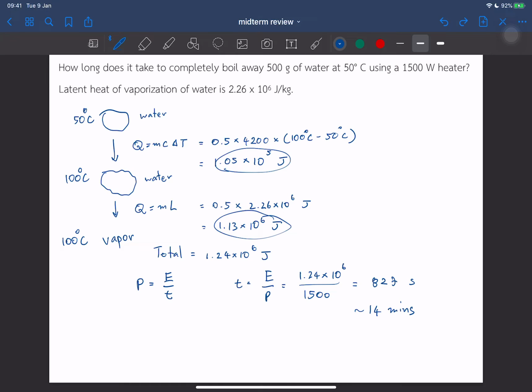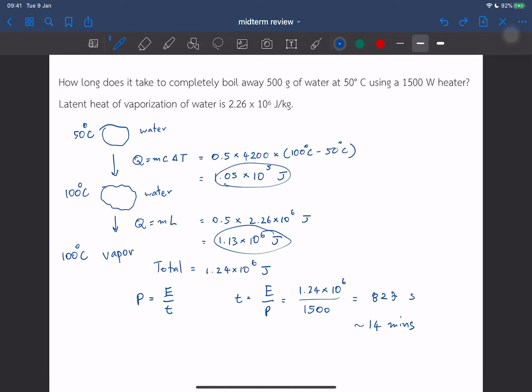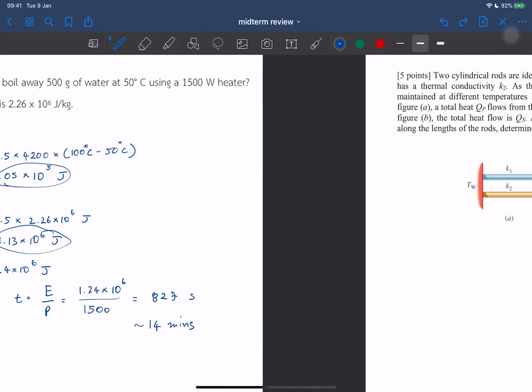Okay, so, well, this one, hopefully all of you should find it pretty okay, right? It's pretty straightforward, I think. Any question for this one? All right, if there's no question, then let's go to the next one.